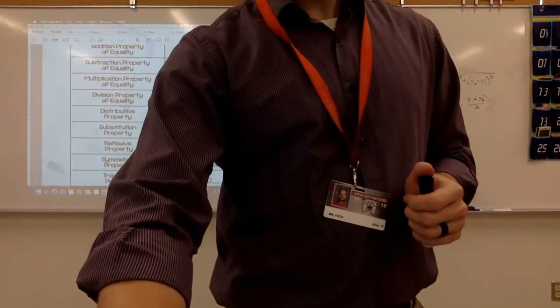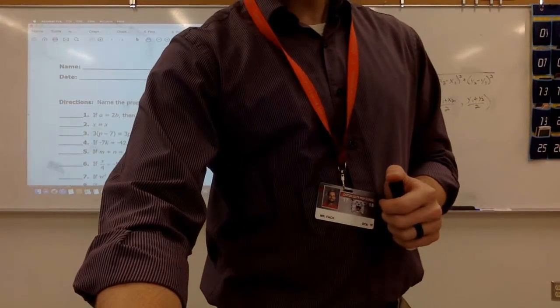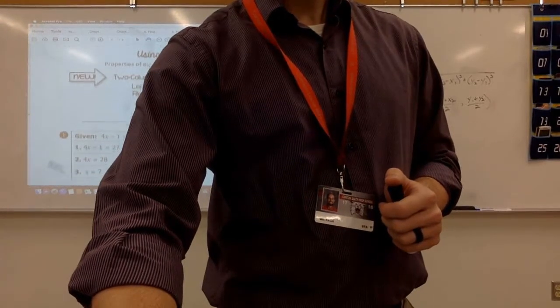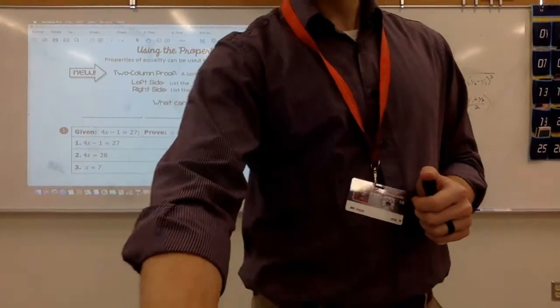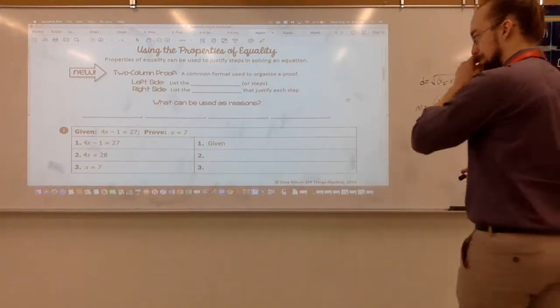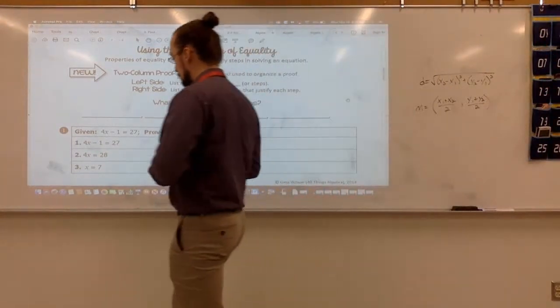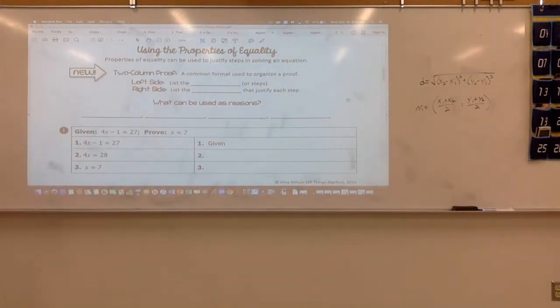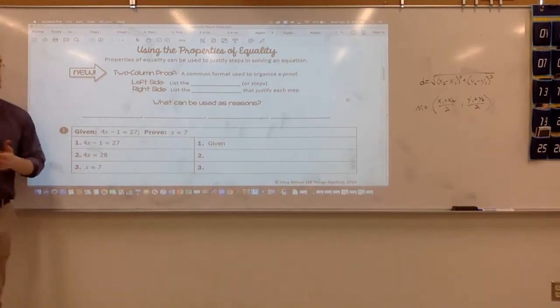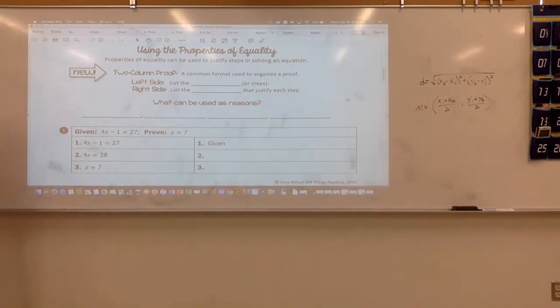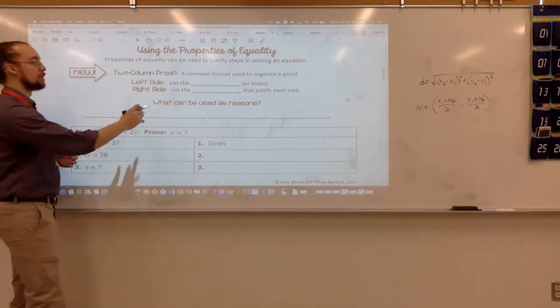So what we're going to do today then is start using 2-column proofs. Today, hopefully, will be fairly straightforward, but this is the same format we're going to use once we start getting to geometric proofs. So we're going to introduce it with algebraic ideas that you already know how to do, and then we'll get into geometric stuff.